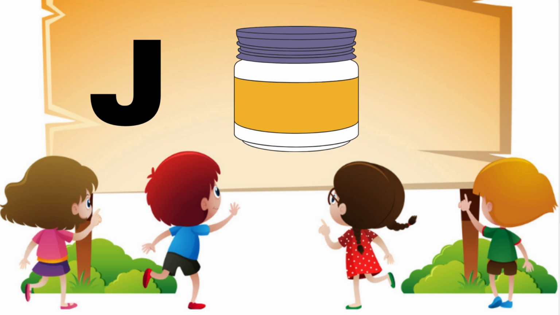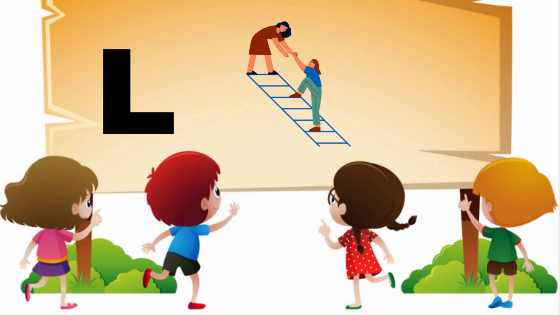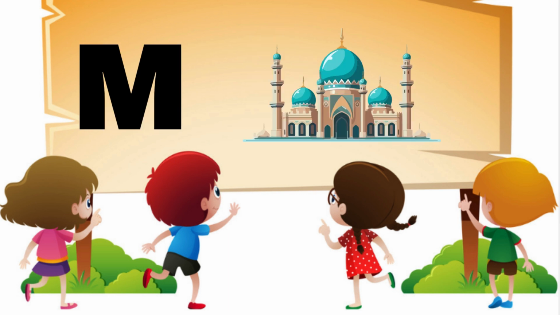J. J is for jar. K. K is for kids. L. L is for leader.